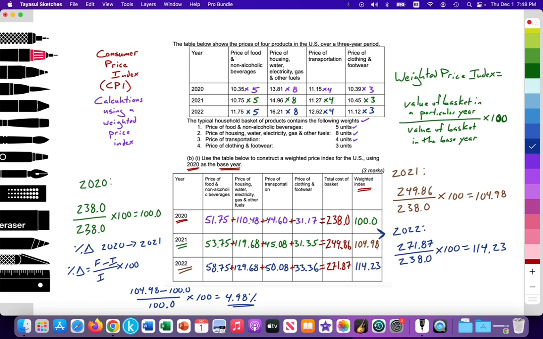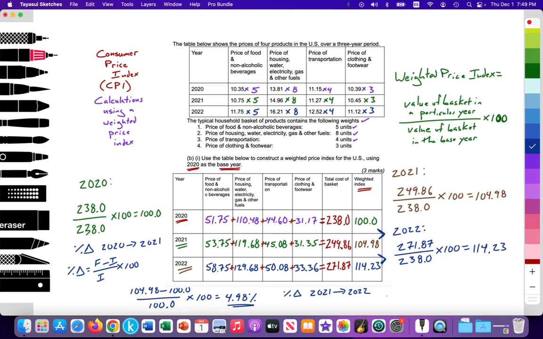What's the rate of inflation between 2021 to 2022? I want to calculate that. What's the percent change from 2021 to 2022? You can pause the video and try that calculation, and we'll check your work in just a moment. Go ahead and pause.